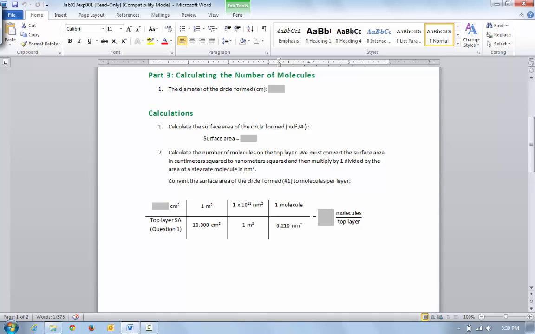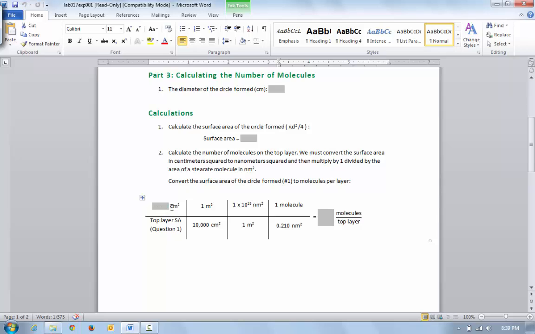To find the surface area, you're going to take pi, which is 3.14, times the diameter, which you have from up here in this box, and you're going to square it, which means take it times itself. Then you're going to divide by 4. That number is going to go in here for your surface area. Whatever number you had down there is what's going to go in here, because it says to put the top layer of your surface area from question number 1. So that's going to go right here in this spot.